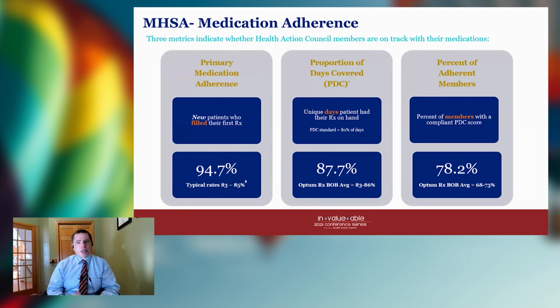In the next view, we look again back to adherence, and we start to see how our Health Action Council members do very well when it comes to behavioral health adherence to medications. But there are some opportunities, and you can see on here, for example, we have 78% of the members being adherent with these metrics. Obviously, that's better than average, but we want to keep nudging that higher and higher.